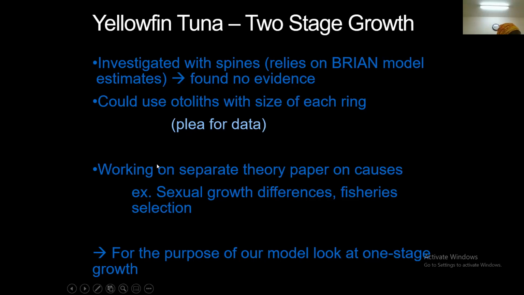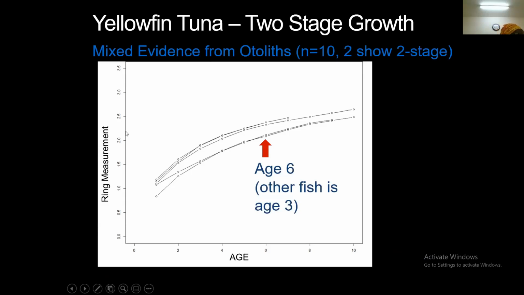So for the purposes of our model, we treated it as 1-stage growth, but these are those results from the otoliths where the measurement of each ring were made. We had a total of 10, and this is a plot of just 5 of them. Of those 10, 2 of them showed evidence of 2-stage growth. And you can see one of those fish here where it happens at age 6, there's a slight slowing down in the growth of the otoliths and the ring widths. For the other fish that exhibited this slowdown, the slowdown occurred at age 3.